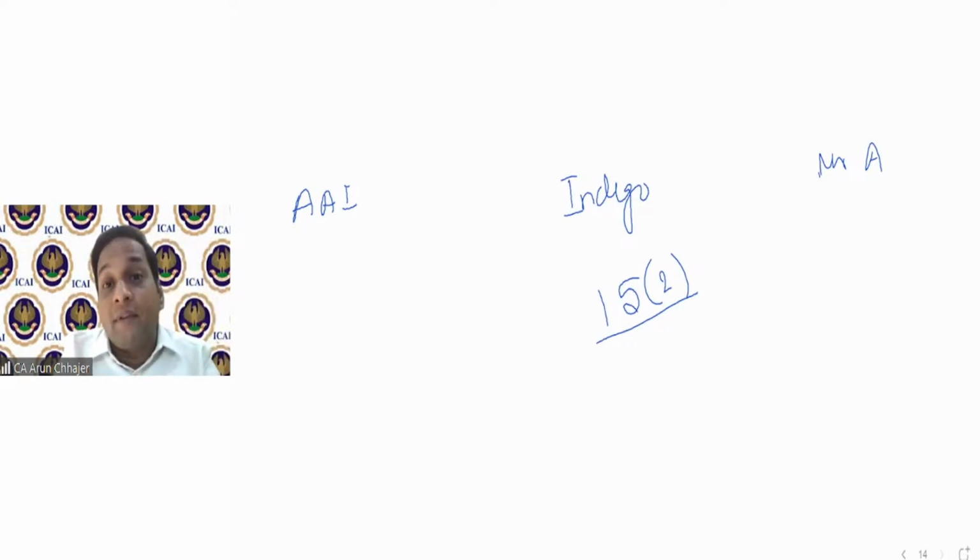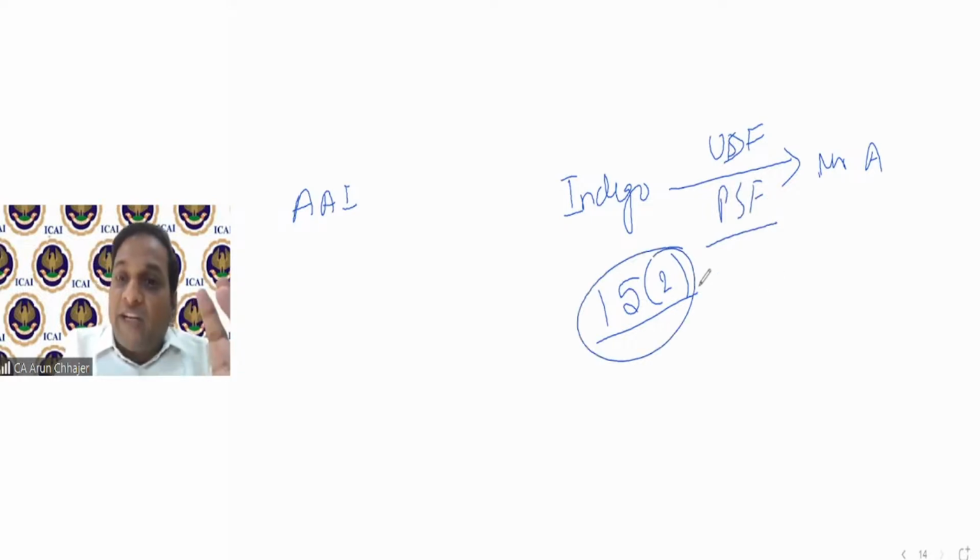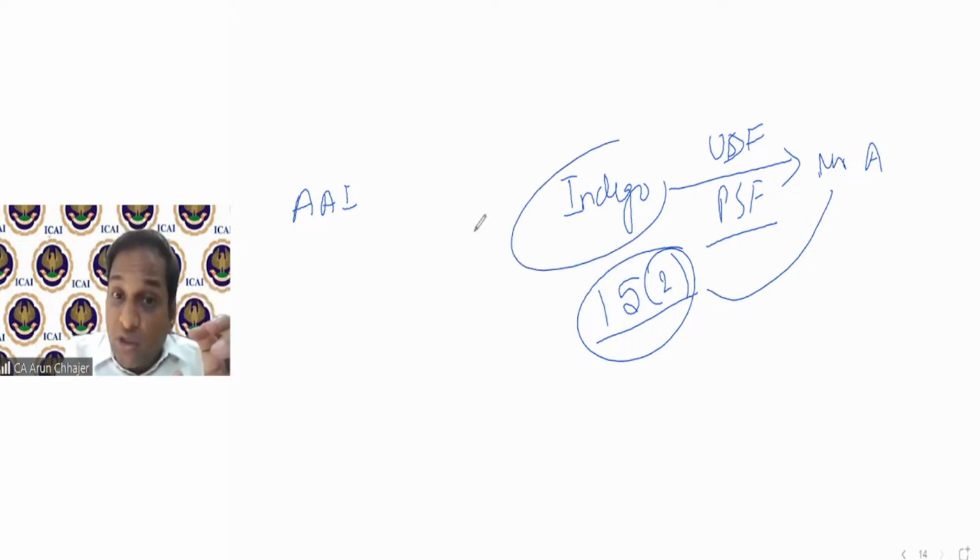Now, the thing is, Indigo is collecting the UDF and PSF charges. Sorry, I keep interchanging them. It is collecting them, so as per Section 15.2, it will be added in the value. Ideally, it should be added in the value.